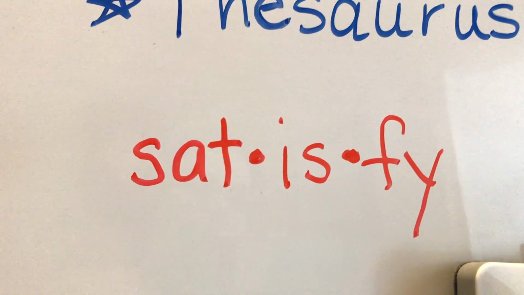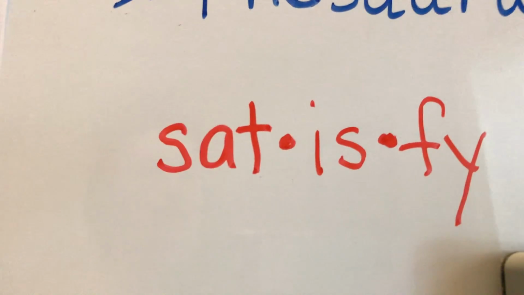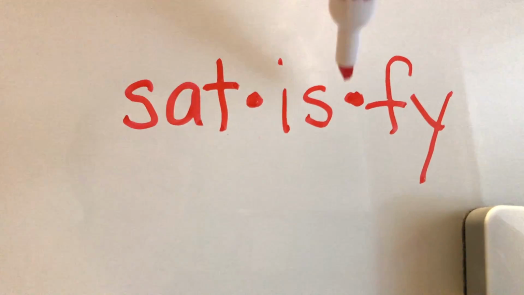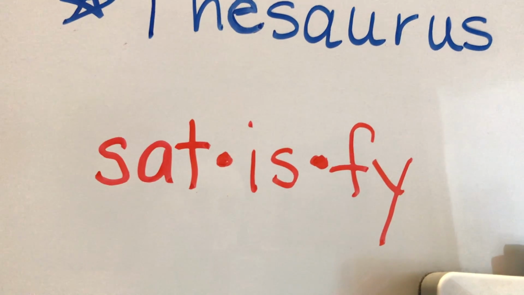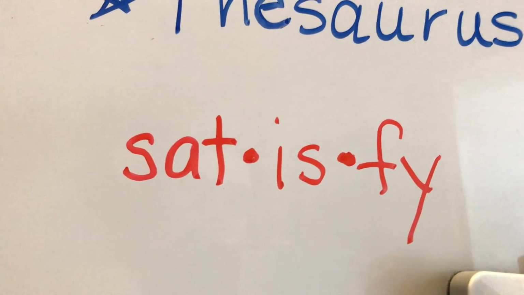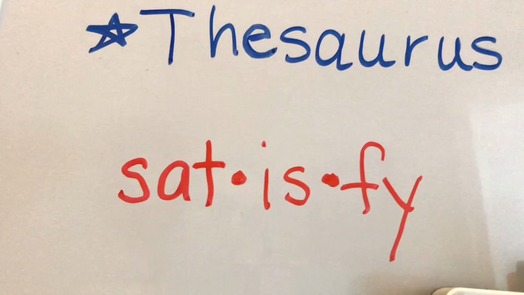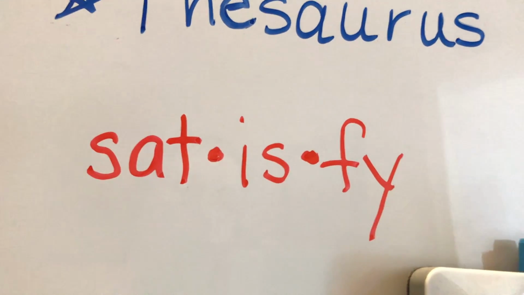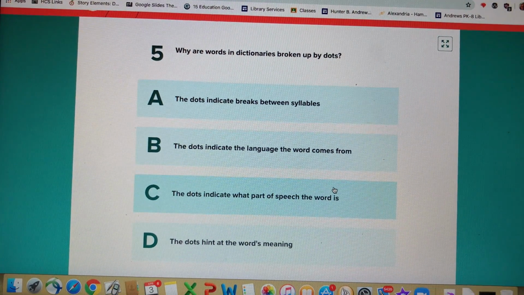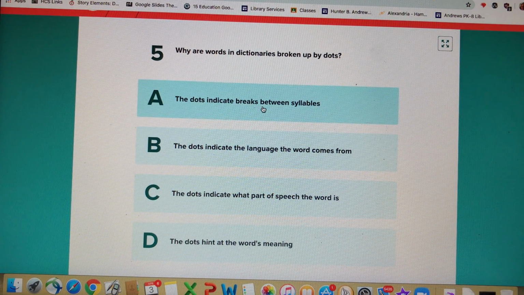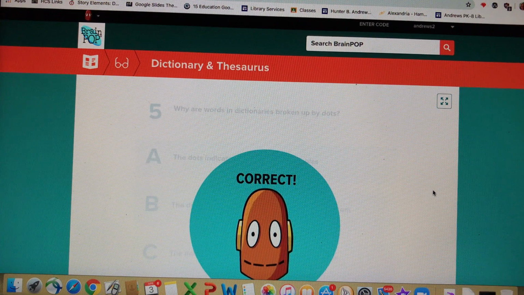I think it breaks between syllables. Good job. We have sat, is, phi. So how many syllables does this word have? It has 3 syllables, and this shows you how you split it up. Okay, good job. So we are going to say that it breaks between syllables. Good job.